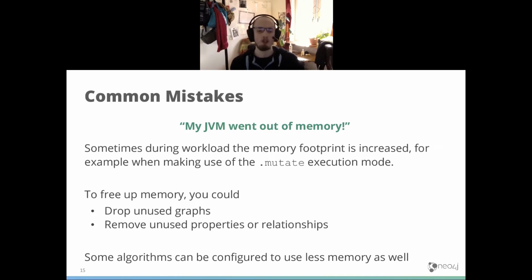Don't hold graphs that you don't intend to use there. Drop them when you're done with them, or otherwise, you don't need them. Drop them out of the catalog to free up memory. Similarly, you can remove properties and relationships from already existing graphs in the catalog to reduce the size of them, freeing up more space for the algorithms to run. And for some algorithms, you can use configuration options to allow them to use less memory as well.